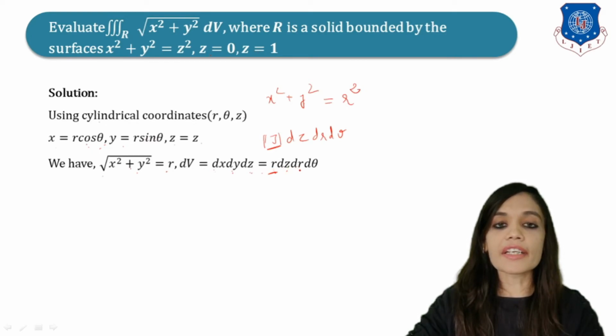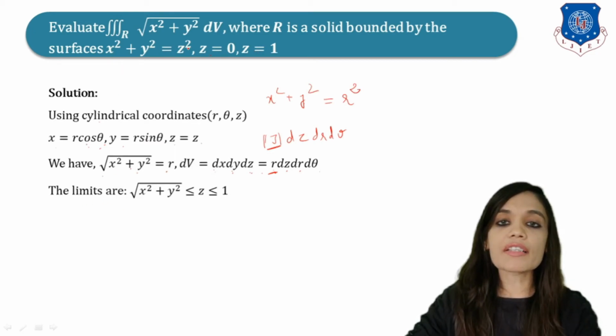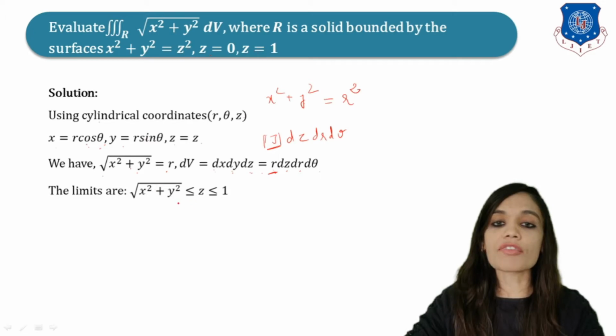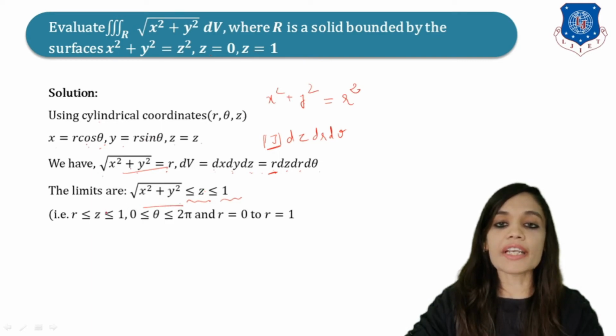R, dz, dr, d theta. Okay. So now let us find the limits. Now from this what we can say, that square root of x square plus y square will be less or equals to z, right? Now z is less or equals to 1, right? So from this and this what we can say, that our limits of z is from r to 1.